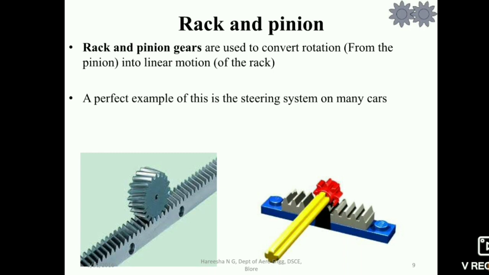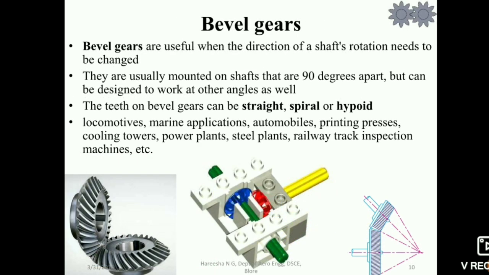Next we'll move on to the rack and pinion. Rack and pinion, as you can see in the figure, is used for converting rotary motion into linear motion. You can see when this rotates, this rack will be reciprocating. When the pinion rotates, the rack will be reciprocating. So linear motion can be converted into rotary motion or rotary motion into linear motion.